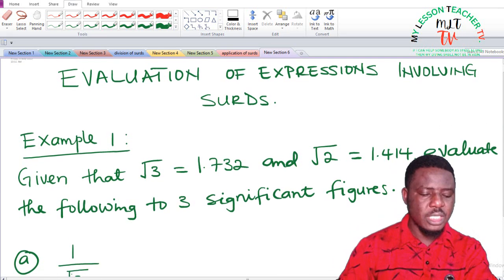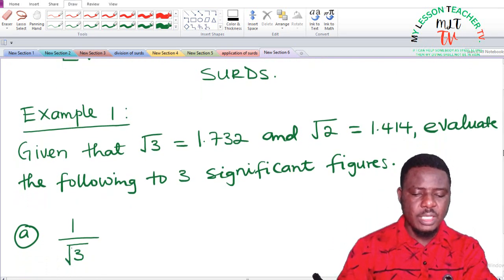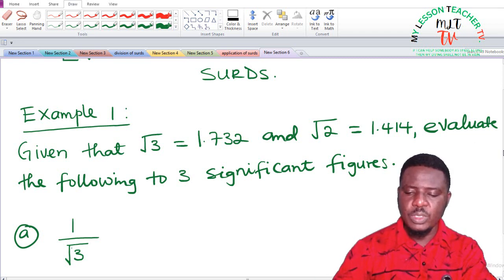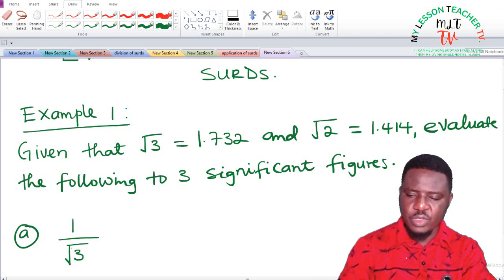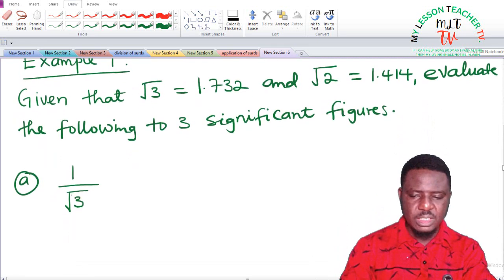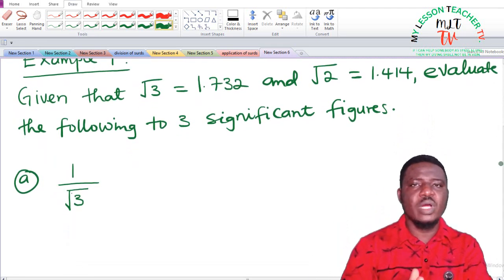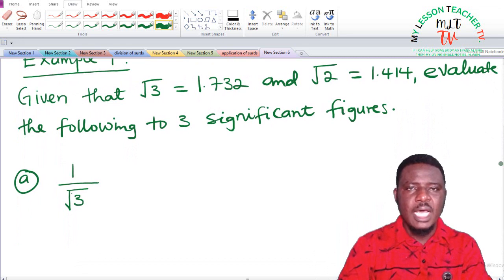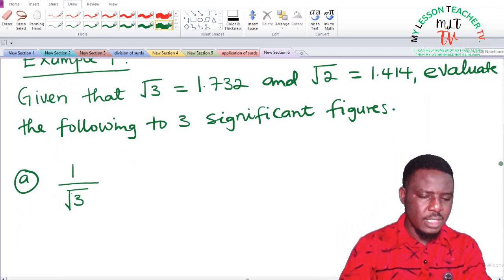Example 1 says, given that root 3 is equal to 1.732 and root 2 is given to be 1.414, we are to evaluate the following to three significant figures. At the previous classes, I have taught you how to rationalize surds, and this is where we apply some of that which we have learned.